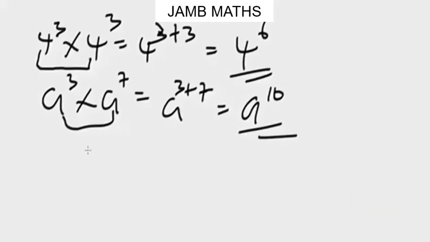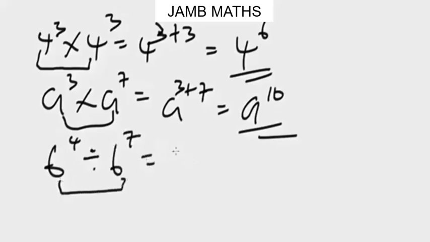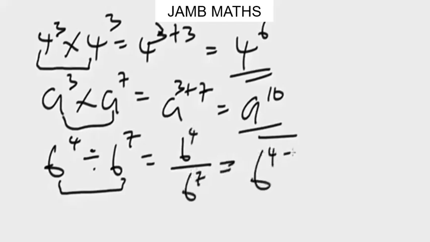For instance, let's say we are given 6 to the power 4 divided by 6 to the power, let's say 7. Now remember, the base is the same, which is 6. So this is the same thing as 6 to the power 4 minus 7. So our final result will be 6 to the power negative 3. Alright, so that would be the result for this kind of expression.